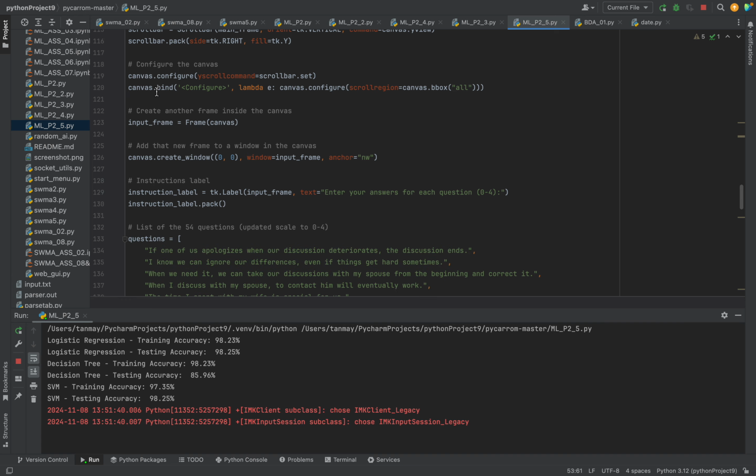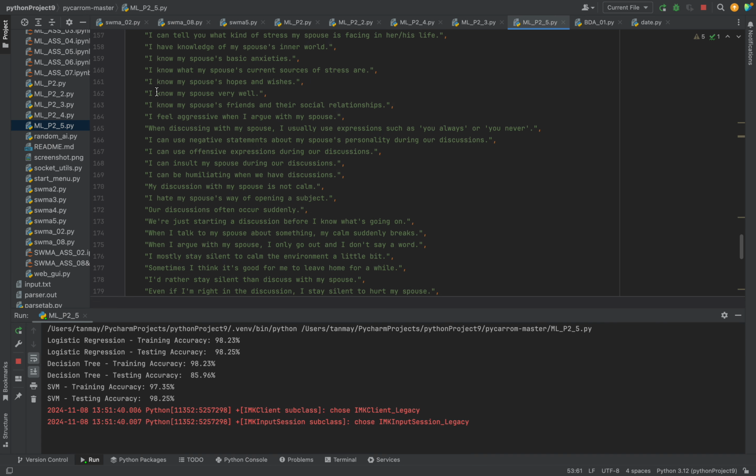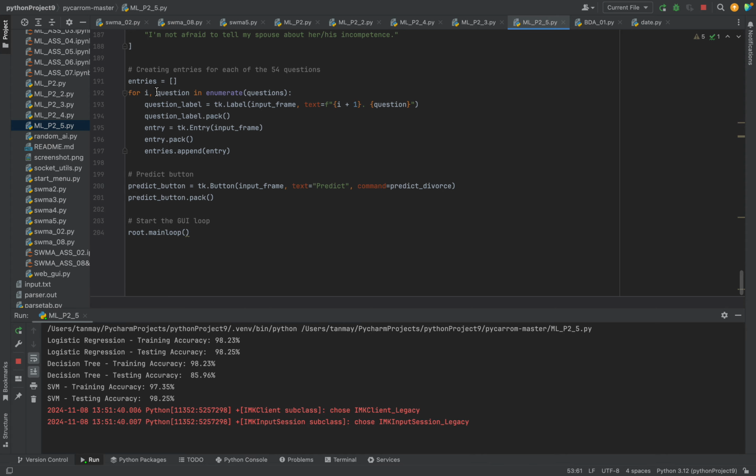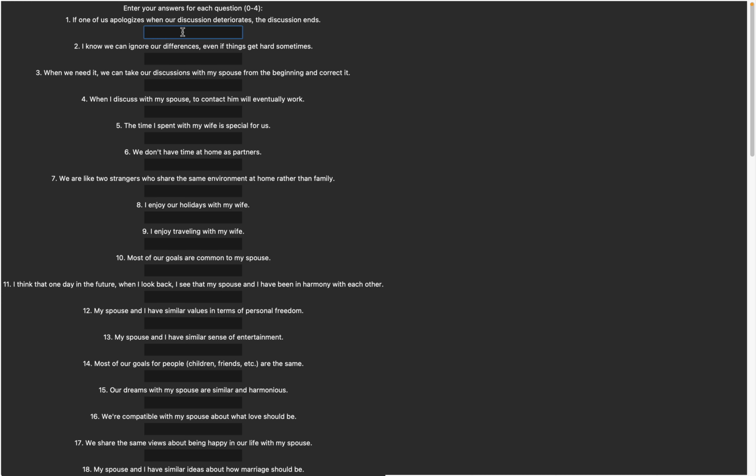And this is the GUI. I have run it; these are the questions which we have used. There are 54 questions. Now I will show you the GUI. So this is the GUI. We will put the rankings to them.